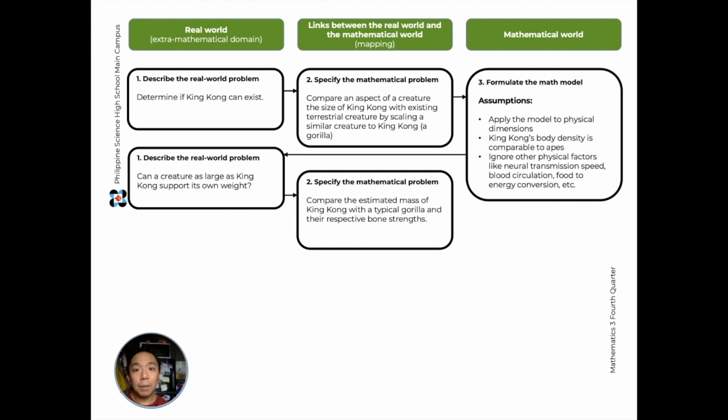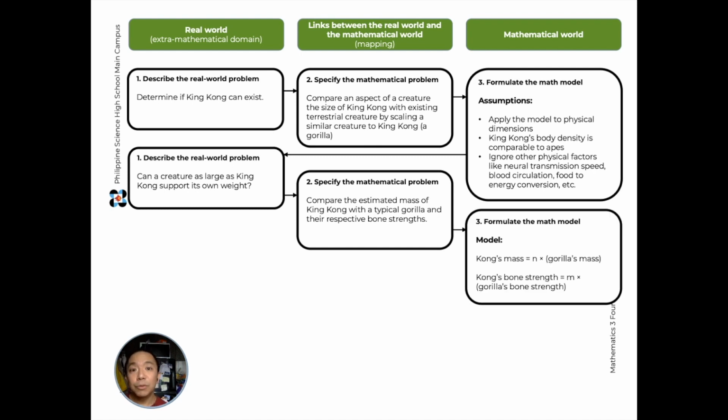And the mathematical problem na nagko-correspond dun sa narrower description na yun ng real-world problem natin ay what we'd do is we'd want to compare the estimated mass of King Kong with a typical gorilla and how the capacity of their bones to support their weights would be compared. Kasi baka hindi na kaya, essentially, kaya ba nung buto ni King Kong buhatin yung isang creature na kasing bigat ni King Kong? And we move on to step 3, which is we formulate the math model.